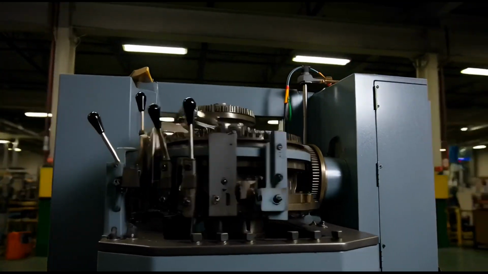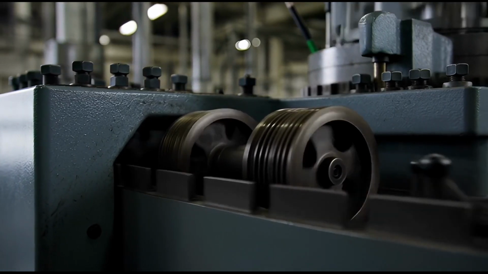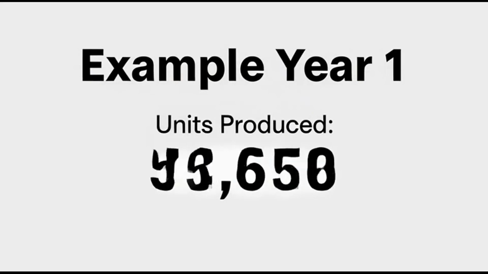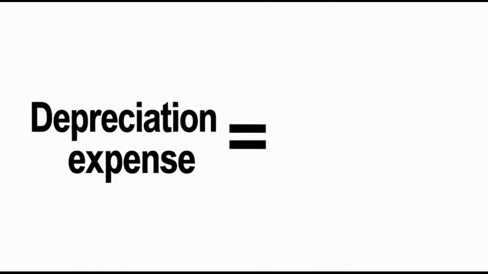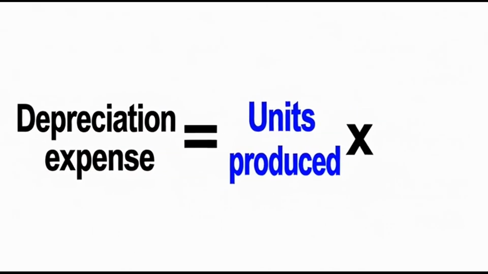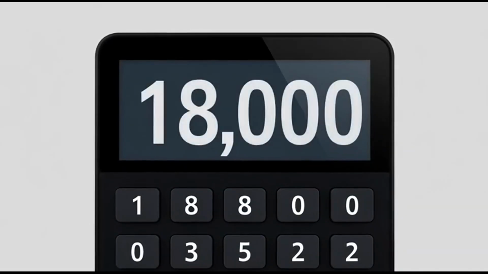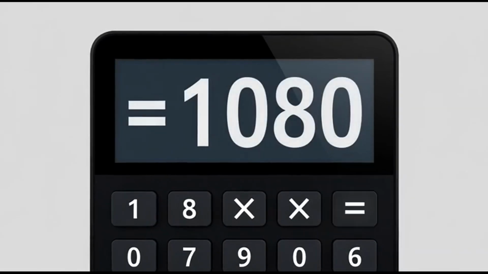What happens if the machine produces more units one year and fewer units the next year? Will depreciation stay the same, or will it change? Let's find out. Suppose in year 1, the machine produces 18,000 units. Depreciation expense equals units produced times depreciation per unit. So we multiply 18,000 by 6 cents. This gives us a depreciation expense of $1,080.